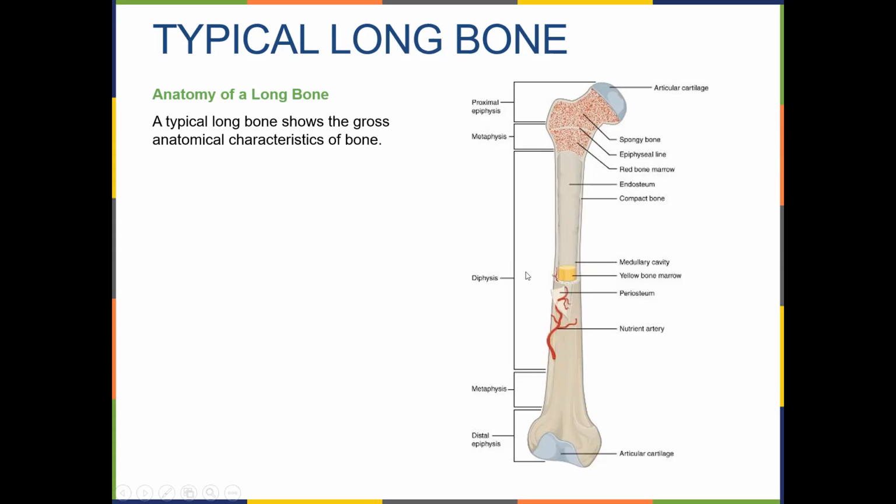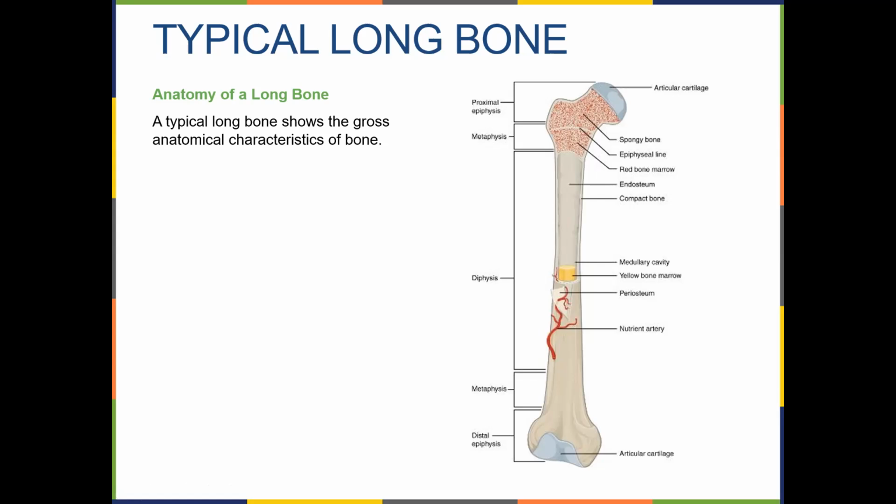Anyway, this is your typical long bone. This is the epiphysis at one end, and the other end here. This is the diaphysis, the shaft. The cavity in the middle, usually for most of our bones at our age now, is going to contain yellow bone marrow, which is fat.